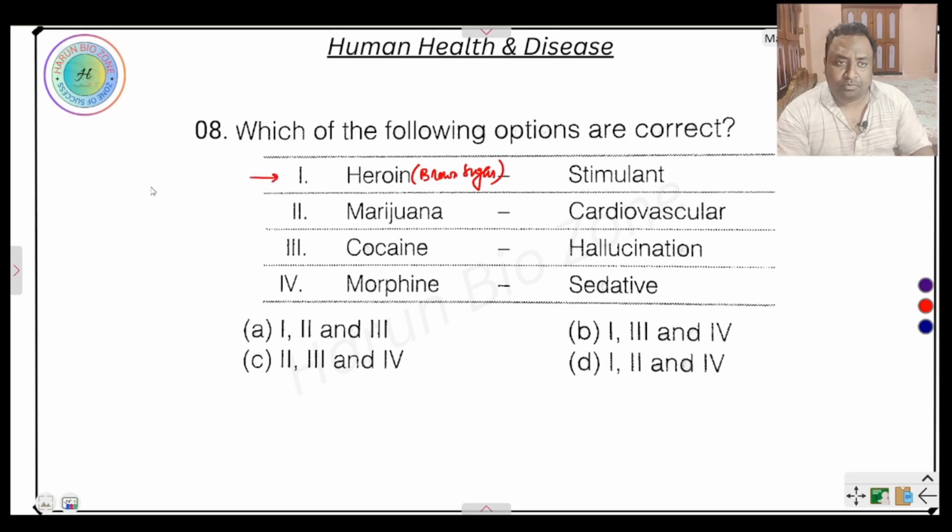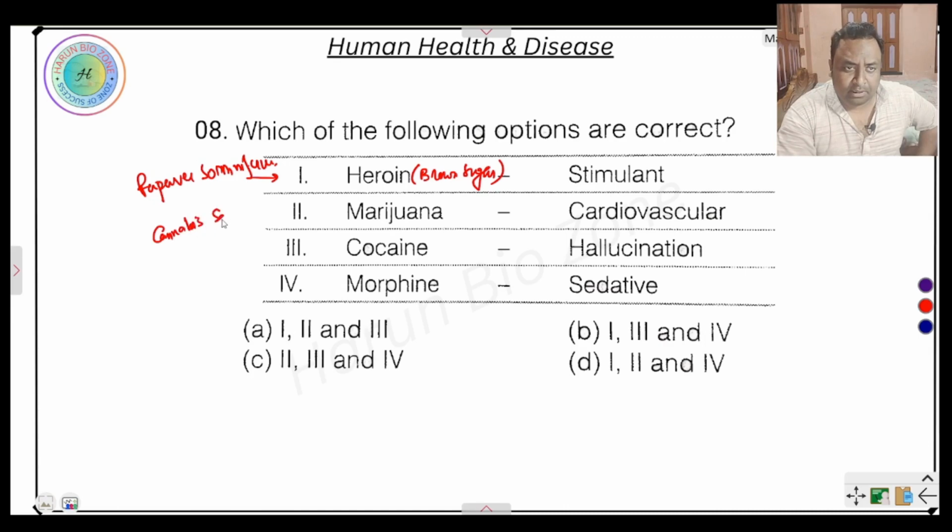Heroin is obtained from Papaver somniferum. Marijuana is derived from Cannabis sativa. It has a cardiovascular effect. Cocaine is from Erythroxylon coca.